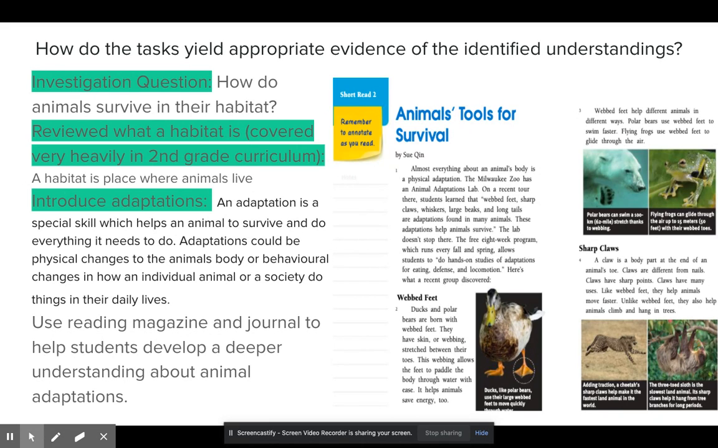So here on the right is an actual screenshot of our magazine that we use in class for the 3 weeks. So here's an example of the web feet. Polar bears and ducks have web feet to help them swim faster. Polar bears swim faster to go get prey. Ducks swim faster to swim away from their prey, but they both have web feet. So that's one of their common interests. So we use the reading magazine and a reading journal to help students develop a deeper understanding about animal adaptations. So this is a great tool we use all throughout the course of the 3 weeks.